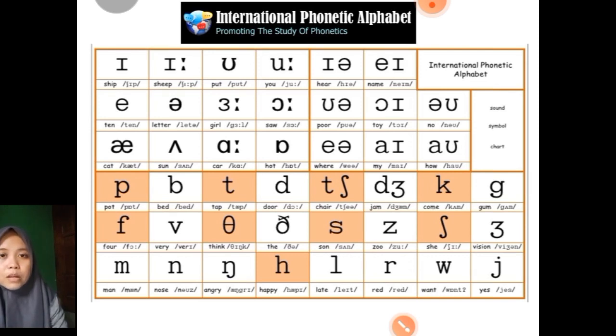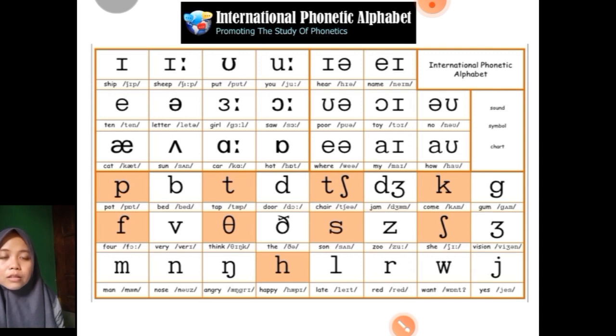Okay, the first is the p sound. The p sound is a voiceless labial stop consonant, and the word for it is pot. And the second is the b sound. The b sound is a voiced labial stop consonant, and the word for it is bed. And the third is the t sound. The t sound is a voiceless coronal stop consonant, and the word for it is top.